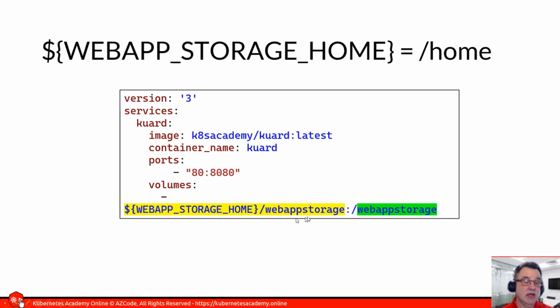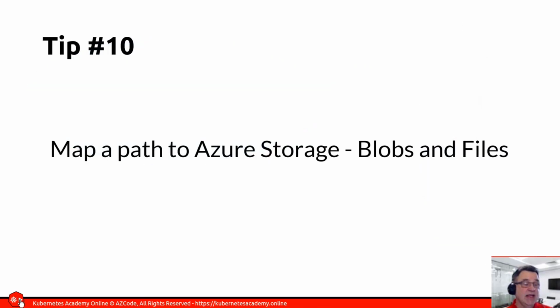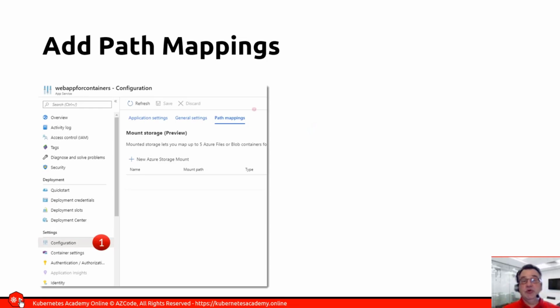To do that, you need to have a Docker Compose file, even though you have only one container. In this example, we have the Docker Compose file with a single container, but we're defining a volume. In yellow, the first part is the WEBAPP_STORAGE_HOME environment variable that will point to the root home folder. And then you can specify a folder name. In green, that's the mapping. Inside your container, your code will see this web app storage folder and treat it just like a normal folder. So that's cool.